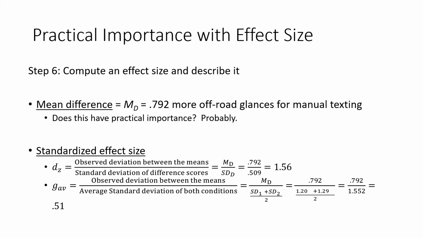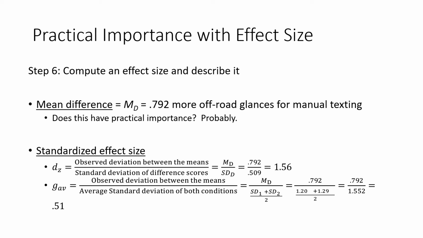The next step is the second pillar of practical importance, with an effect size. And again, you have two options. You can use a mean difference, or you can use a standardized effect size. The mean difference was, again, about 0.8, and that simply means that the voice-to-text technology had about 0.8 fewer off-road glances in the procedure. And again, the procedure was about 7 minutes long. Would this have practical importance? Well, probably.